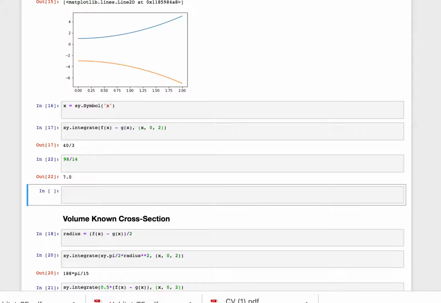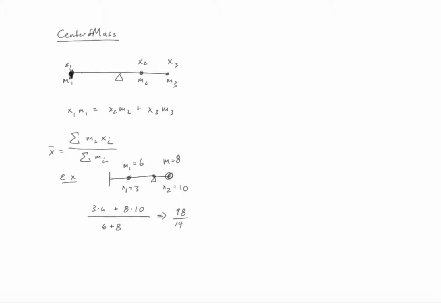Well, that makes sense. So that tells us that we would be over here at 7, which seems to make sense, right? Like we'd be closer to the 10 than we would the 3, or the bigger mass than the smaller mass, right? We would have to creep over towards that guy.